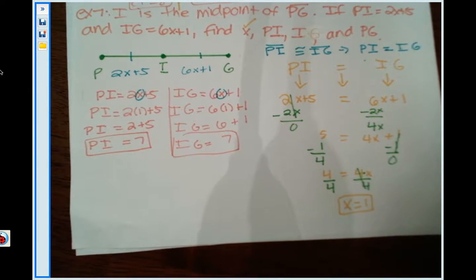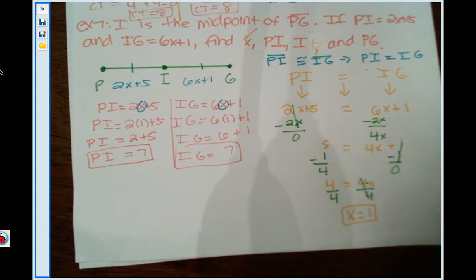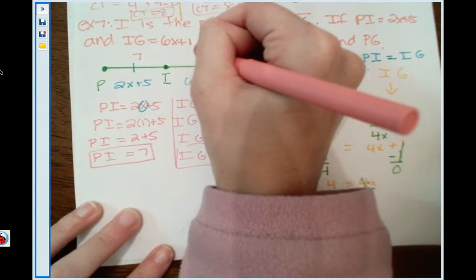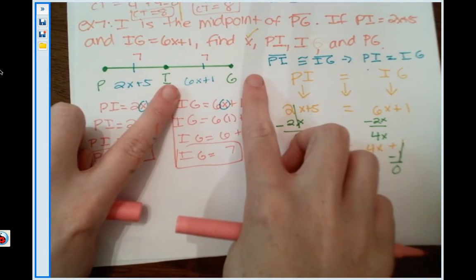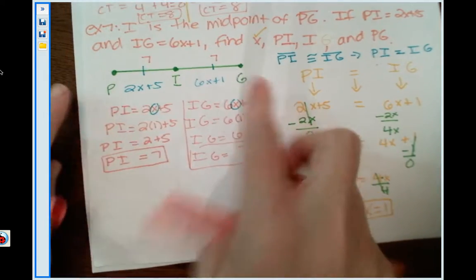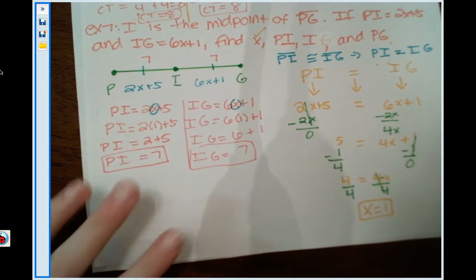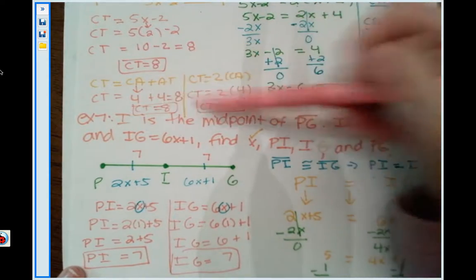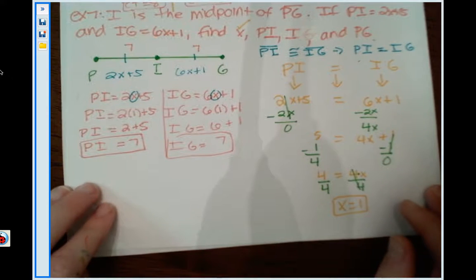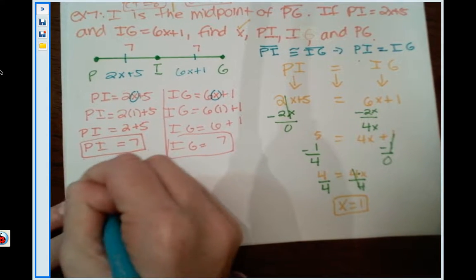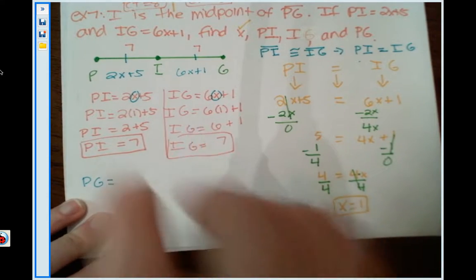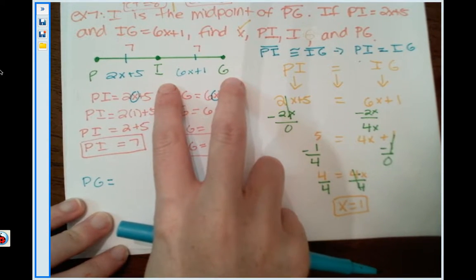All right, guys, and then finally, we need to solve for PG. So I know that this is 7 and that is 7. So if I know this piece is 7 and this piece is 7, how can I find the length of the whole thing? Well, there are several ways to do it. Just like this one, there are 3 different options. There's actually probably more than that. I'm just going to show you one, though. But if you have a better way or a way that you prefer, I highly encourage that you try it that way. All right, so PG, the way I'm going to do it, PG equals PI plus IG.